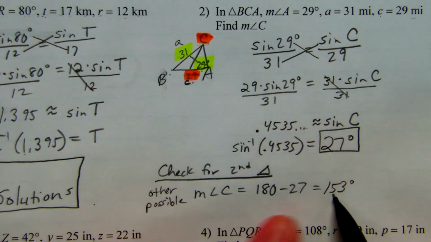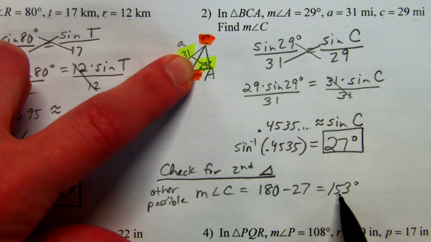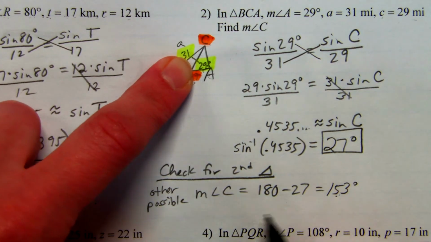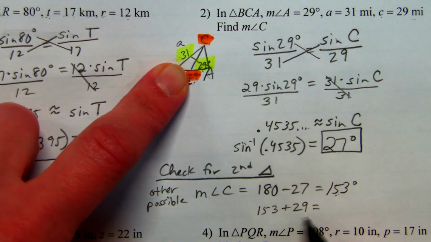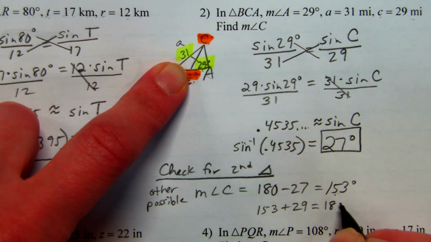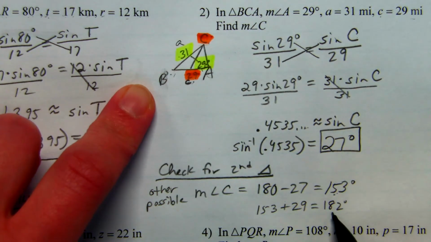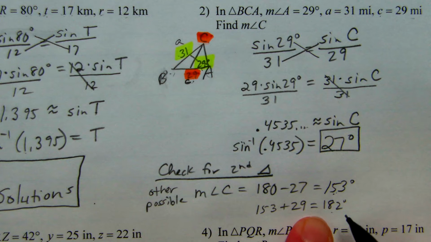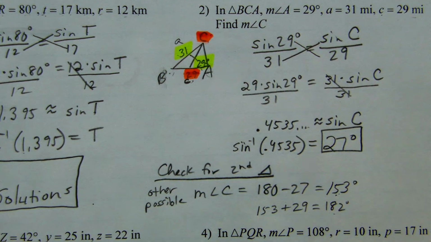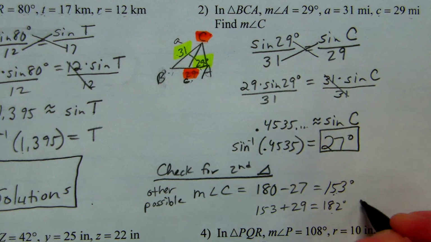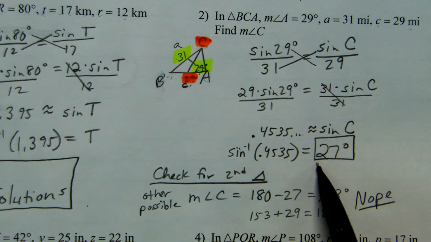And then we see if that jives with what they originally gave us. So we had 29 degrees up there and 153. If I have 153 degrees and 29 degrees, and just add up those two angles, I get 182 degrees, and we haven't even put in angle B. You can't go over 180. So since this is bigger than 180 with just two angles, we're going to say nope on that one. So this is going to be my only answer, just the 27 degrees.